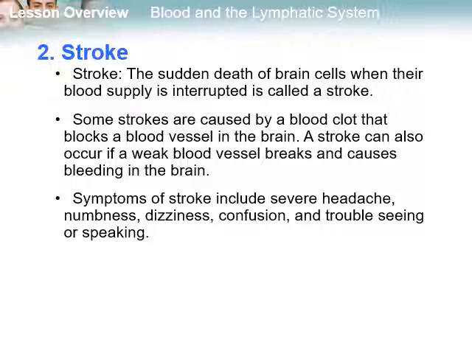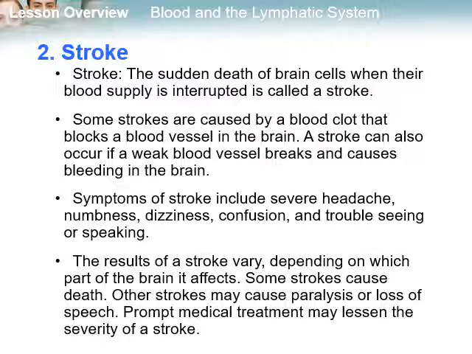Symptoms of stroke include severe headache, numbness, dizziness, confusion, and trouble seeing or speaking. The results of a stroke vary depending on which part of the brain it affects. Some strokes cause death. Other strokes may cause paralysis or loss of speech. Prompt medical treatment may lessen the severity of a stroke.